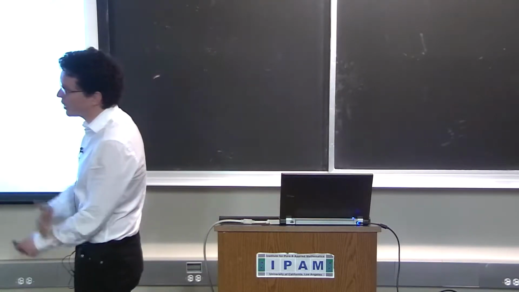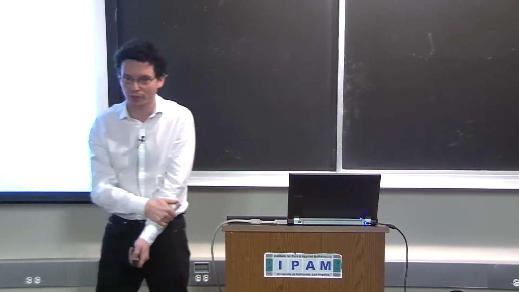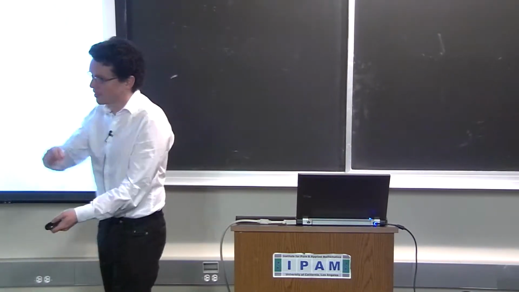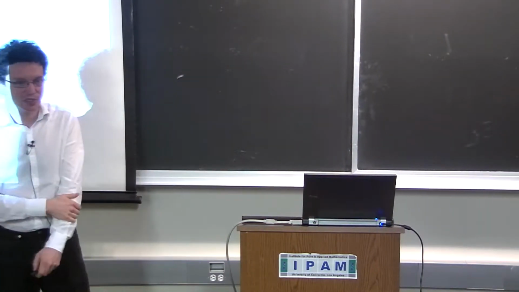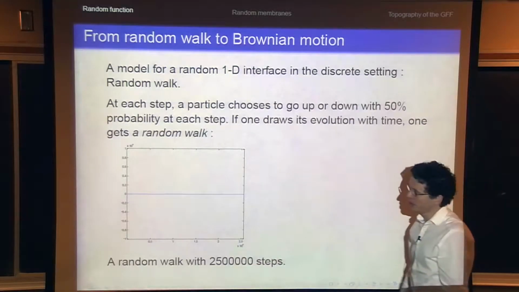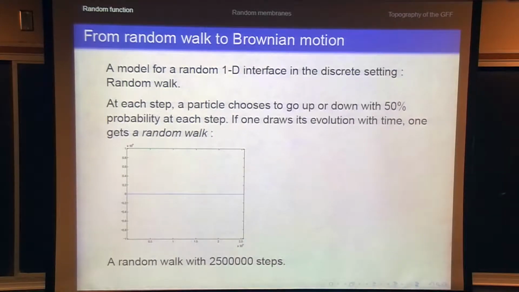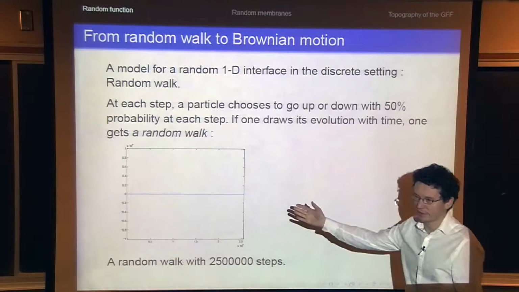The natural way you want to model it in a discrete world would be to use a random walk. Basically at each step you go up or down by tossing a coin. You do it 1 billion times. What picture do you see? Well, as we learn in first probability courses, it's asymptotically flat.